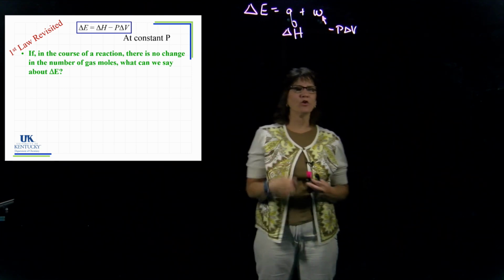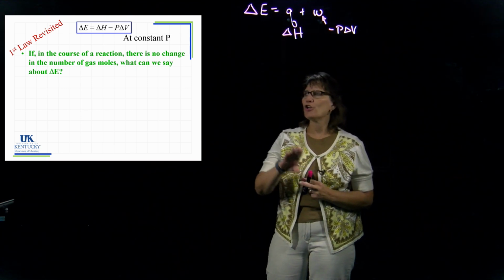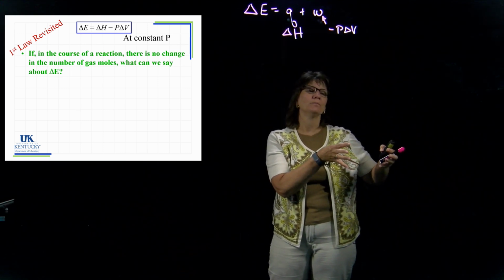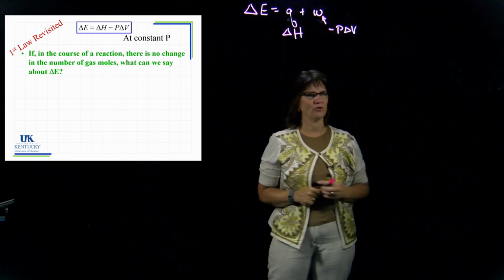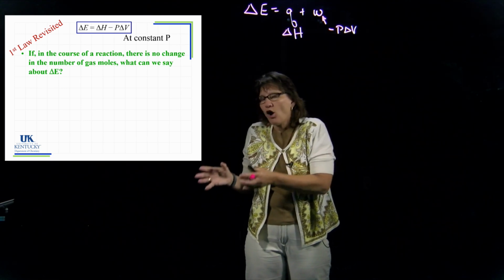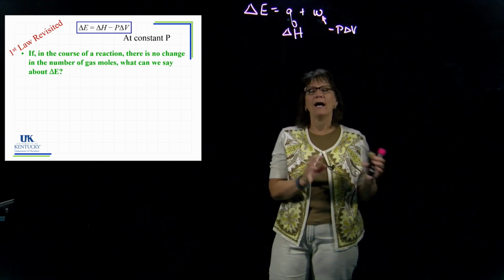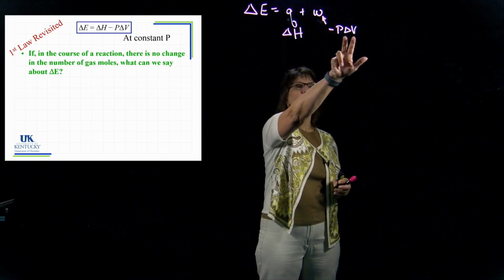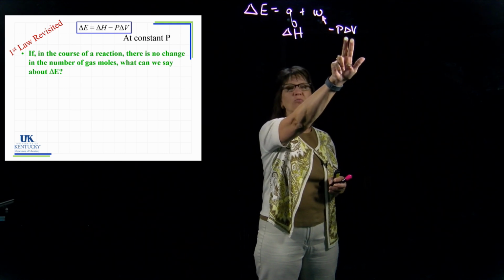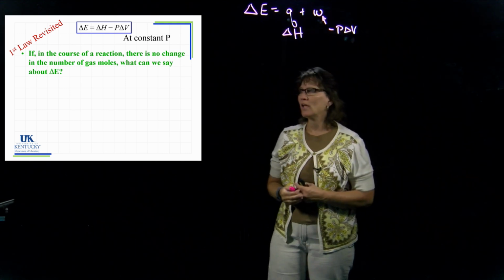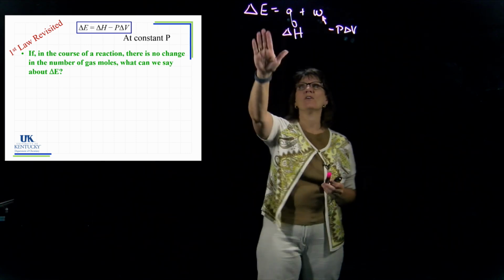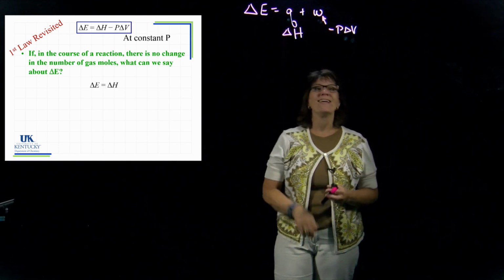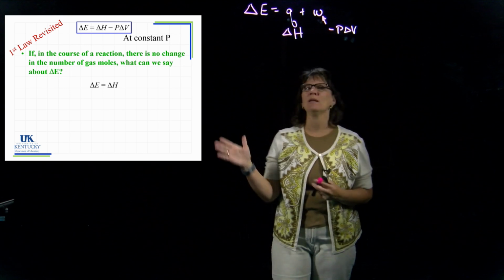Okay, so if in the course of doing a reaction there is no net change in moles of gas, maybe you had 2 moles of gas to begin with and after the reaction you still have 2 moles of gas, or you started off with all solids and you still have all solids, then it's not going to be changing the volume. It is not going to be expanding. It is not going to be contracting. So if that is true, what could we say that delta E equals? Well, delta E and delta H are numerically the same thing. And in many reactions that's true.